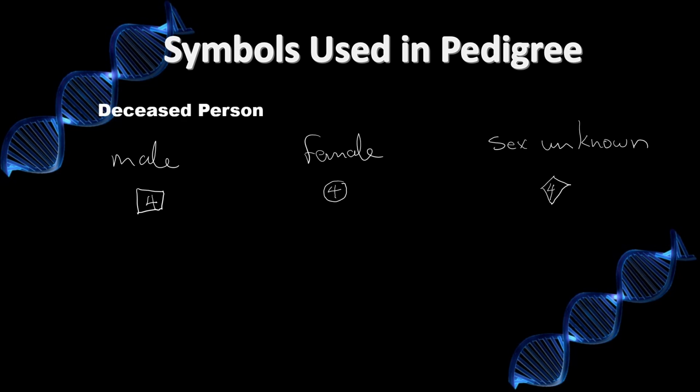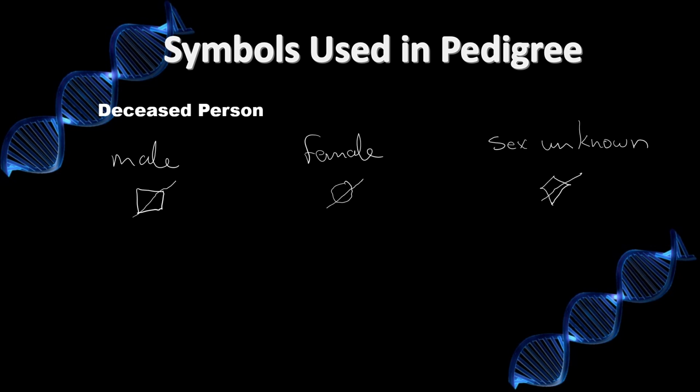If a person is deceased, then the symbol will change. For the male, a slash will be crossing the square like this. In the case of female, a slash will be crossing the circle like this, and in case of sex unknown, there will be a slash crossing like this.